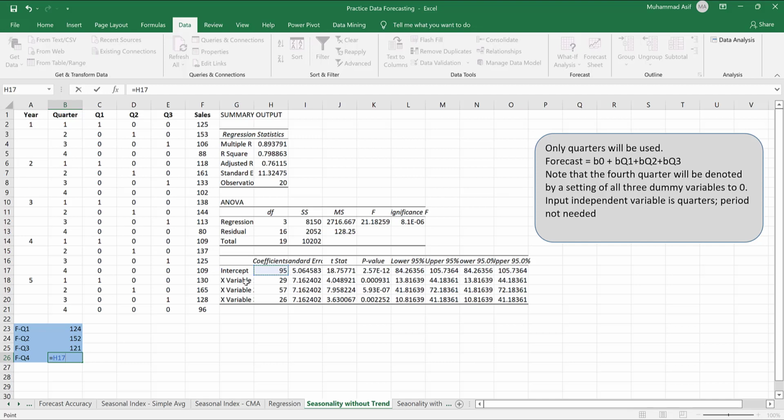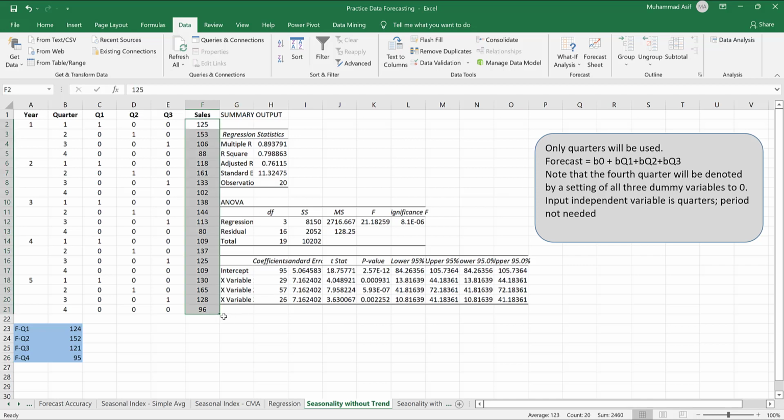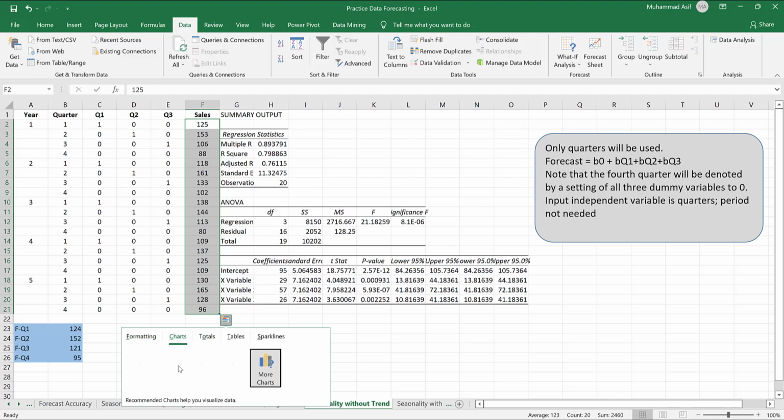So this x variable, this x variable, and this x variable become 0. So in other words, the forecast for quarter 4 will come only from the intercept. As you see here, the intercept is 95, and 95 is here. So that's the way we do it when we are only dealing with quarters.